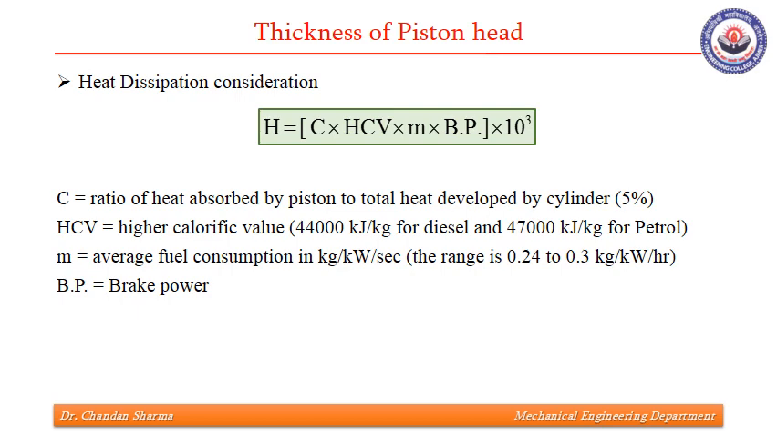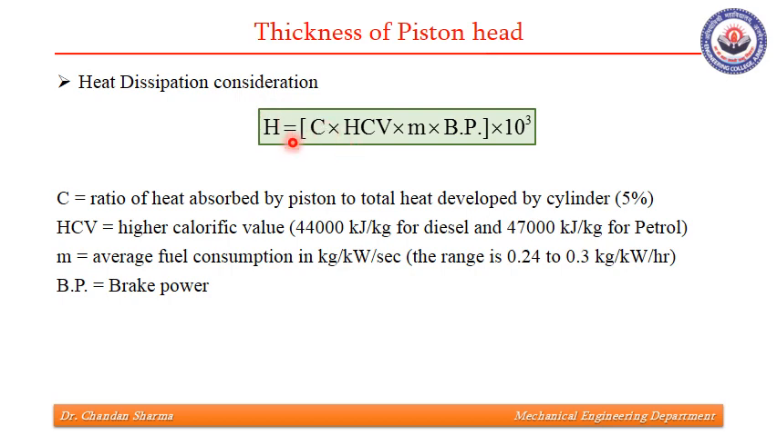For the heat distribution condition, now we need to find what is H, because H we have said is the portion of heat which is being dissipated by piston, because it is not possible that all of the heat that is being generated by combustion of gases will be dissipated by piston. It will only help in dissipating a fraction of that heat. What is that value? We can find using this formula. It is given by C into HCV into M into BP into 10 to the power 3. Mind you, you should find H in watts.